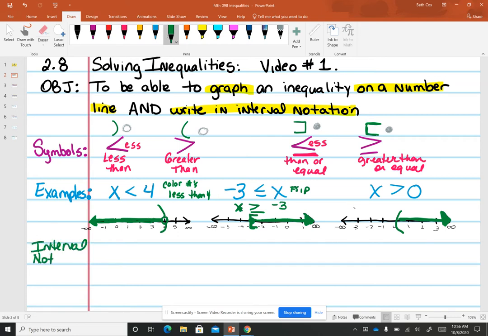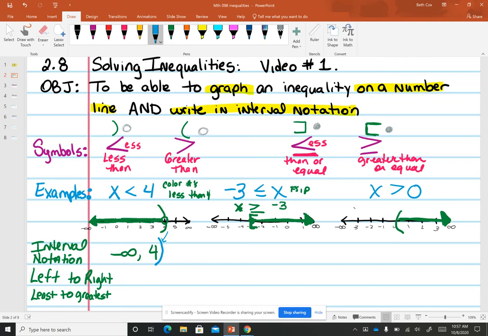This is the thing that makes it hard for people. Interval notation is left to right. And it's also least to greatest, or the small number first. That's what we do. If I look at this first number line, on the left, I have negative infinity, and on the right, I have a 4. On the 4, I have a parentheses. So I put a parentheses on the 4.